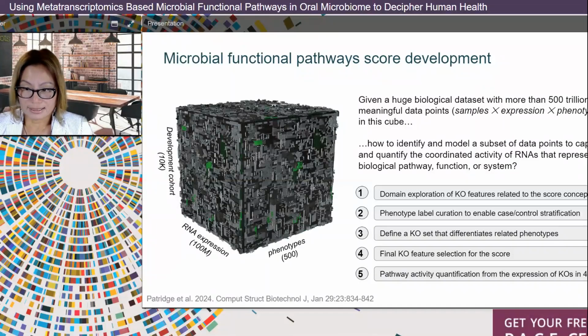So the question is, given this huge biological data set with more than just hundreds, millions, billions of meaningful data points, how to identify and model a subset of the data points, however you want to slice and dice it, to capture and quantify the coordinated activity of RNAs that represent a biological pathway, function, or system.